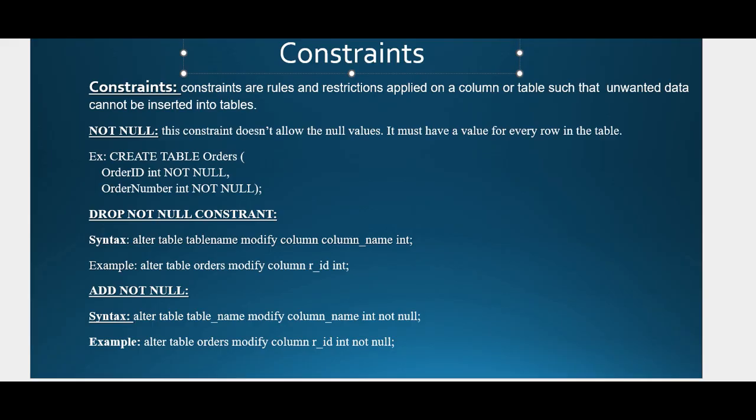So here we have 6 different types of constraints in MySQL: not null, unique, primary key, foreign key, check constraint, and default. So let's talk about them one by one.